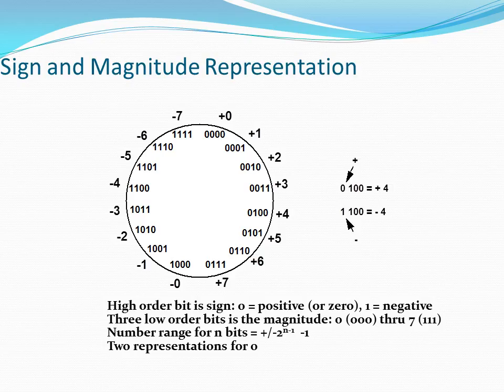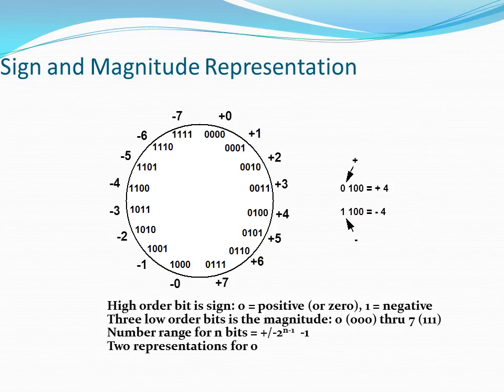Now first, the representation of positive and negative numbers is sign and magnitude representation. How can we represent sign and magnitude? The MSB bit is always considered as the sign and the remaining bits are considered as magnitude. For positive numbers the MSB bit is 0, for negative numbers the MSB bit is 1. Here we use a modulo n number system.